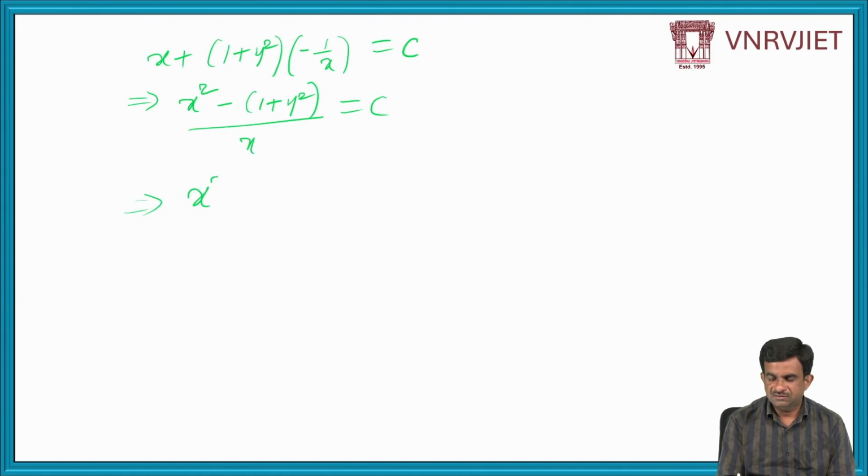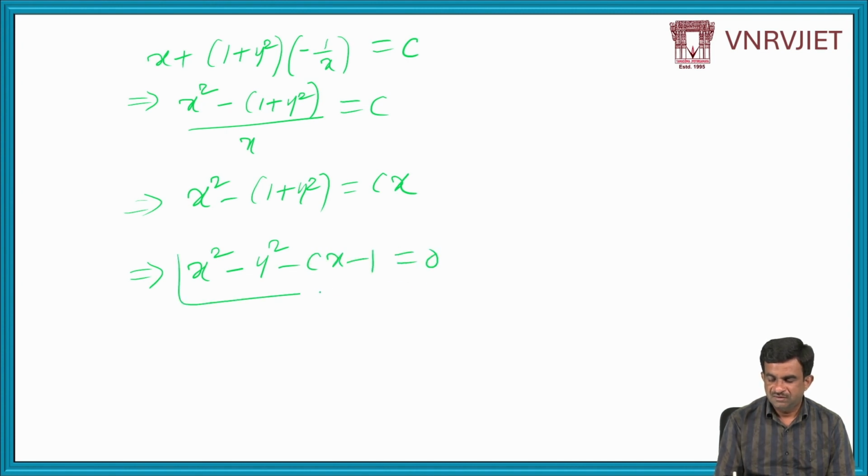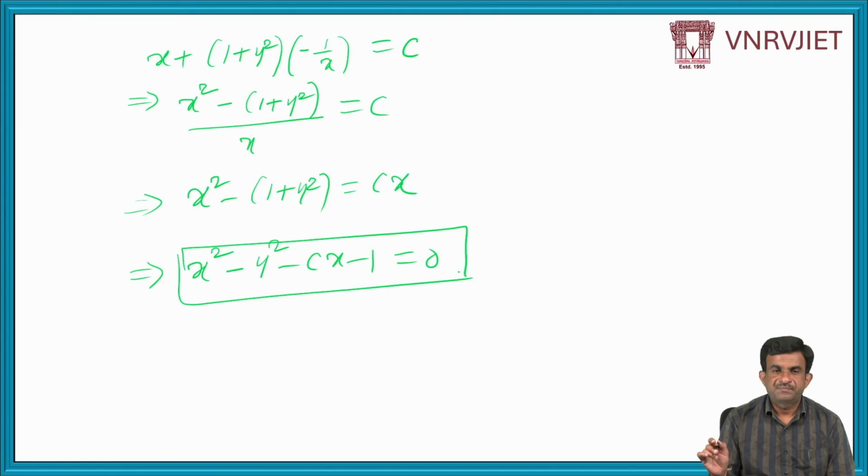That implies x square minus (1 plus y square) is equal to cx. Let us bring cx to this side: x square minus y square minus cx minus 1 equal to 0. This is the required solution of the given non-exact differential equation by using method 3.